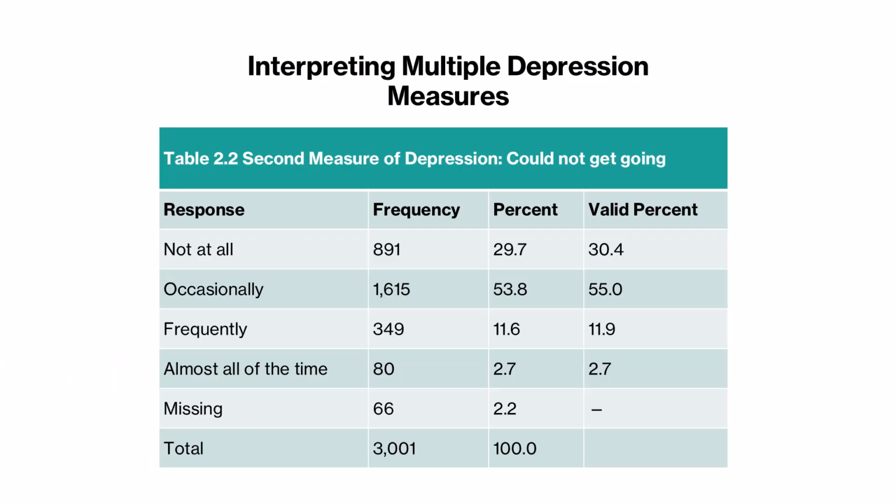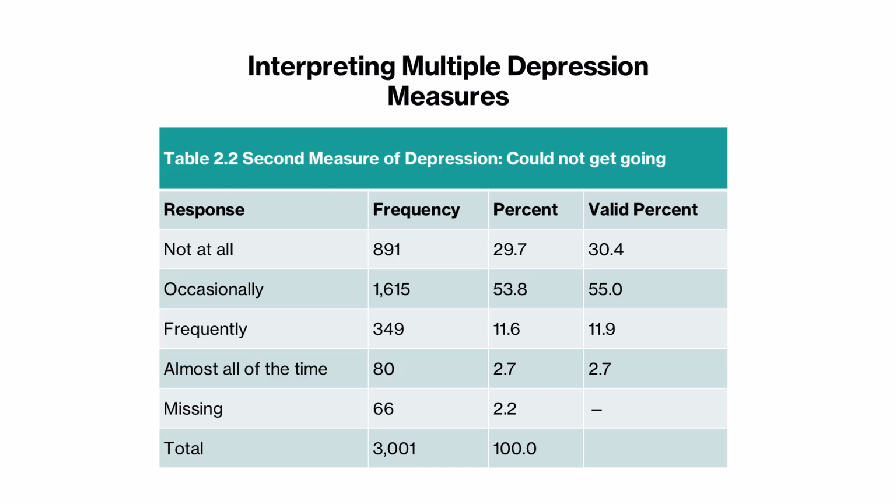Comparing multiple survey items that measure similar concepts allows researchers to deepen their understanding of the data. The chapter presents a second depression-related question, asking how often students felt they could not get going. For example, while only a small minority of students report experiencing severe symptoms almost all of the time, a larger group reports occasional difficulties.